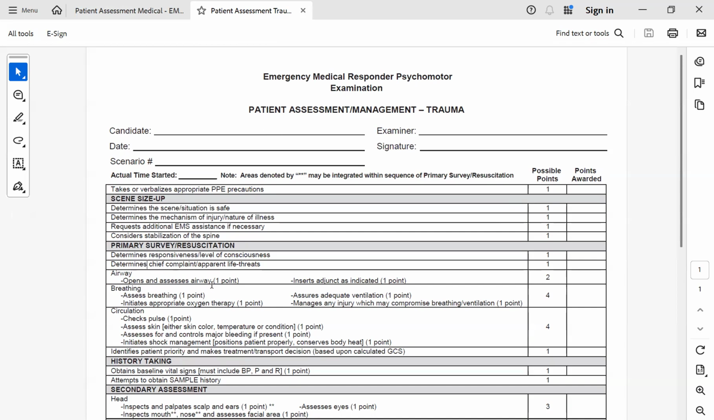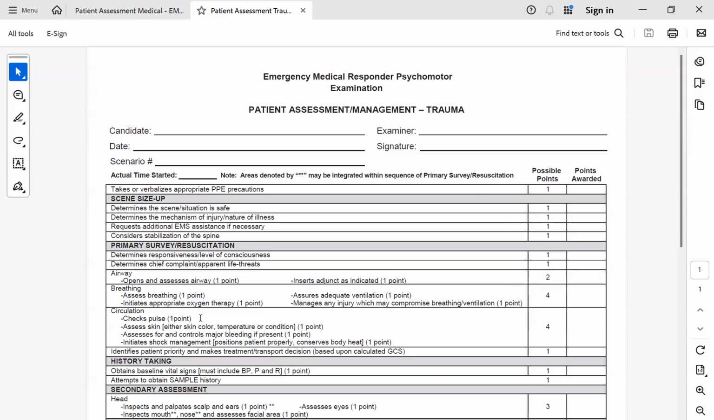Trauma, we're dealing with, do they have an open airway? If it's not open, we open it for them. And if we need to, insert an adjunct. So this would be our oral airway or our nasal airway, this adjunct. Checking their breathing, assessing their breathing, rate, quality, making sure they have adequate ventilation. So our rate 10 to 20 or 12 to 20, getting good chest rise. Do we need to initiate oxygen therapy? And then here we want to manage any injuries which may compromise breathing and ventilation because this is a trauma. So they might have some broken ribs, they might have a pneumothorax, they might have some stuff going on in their chest that might affect their breathing. So we need to look for that.